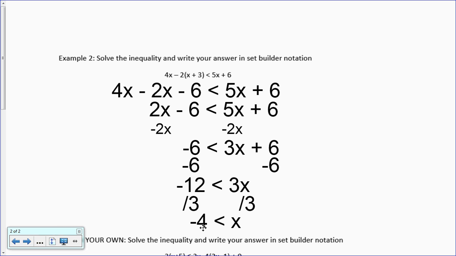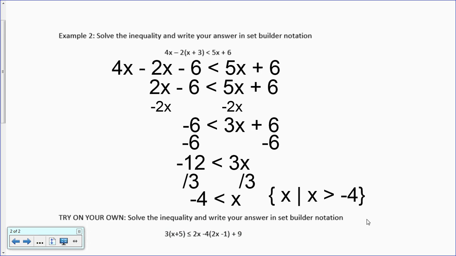Now if you wanted to flip this around, you are more than welcome to. It's going to become x is greater than negative 4, which is actually how I wrote it in my set builder notation. But either of these inequalities, x is greater than negative 4 or negative 4 is less than x, are correct, and you can write either one in set builder.